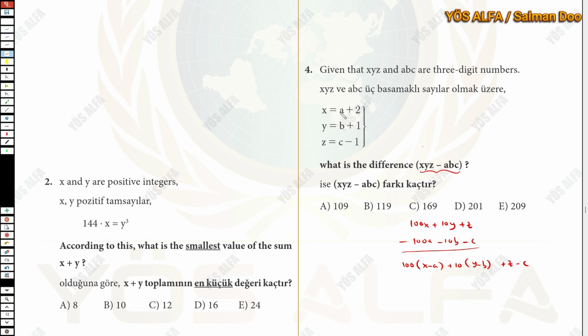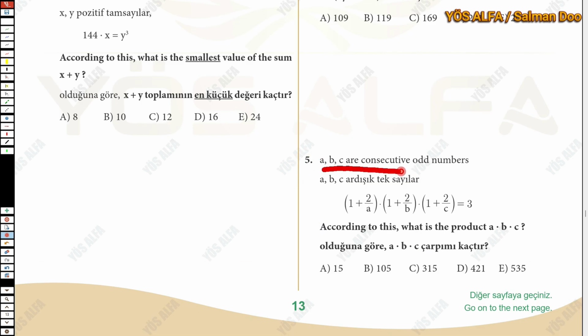So x minus a from this equation is 2 and y minus b is 1. Z minus c is minus 1. So we have 200 plus 10 minus 1. So the answer is 209. E. 5. A, b, and c are consecutive odd numbers.